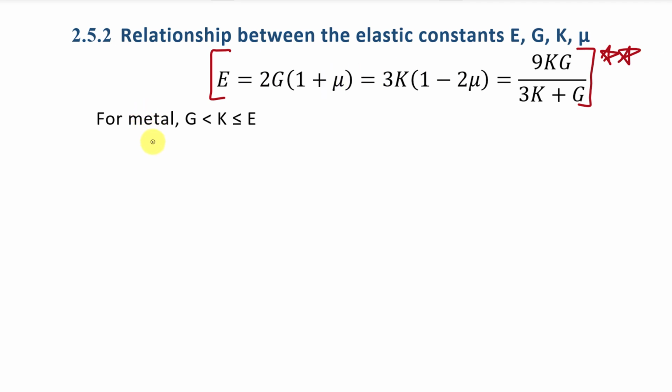And also remember this relationship. For any metal, G is less than K is less than or equal to E, means value of modulus of rigidity is less than value of bulk modulus is less than or equal to value of modulus of elasticity. Here there is only less than and here there is less than or equal to. So from here you have to remember this relationship and this very important equation.